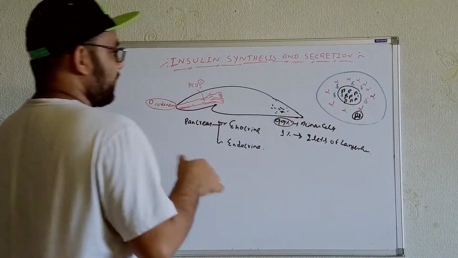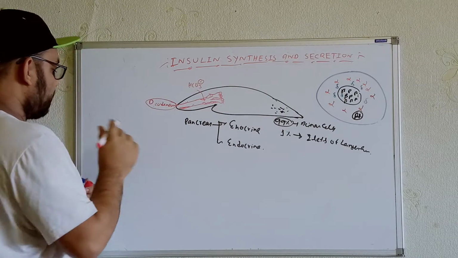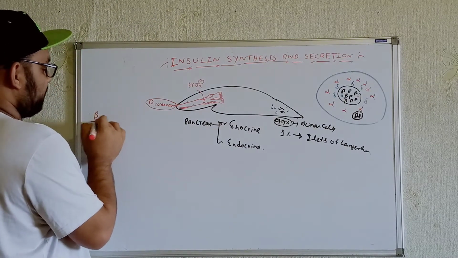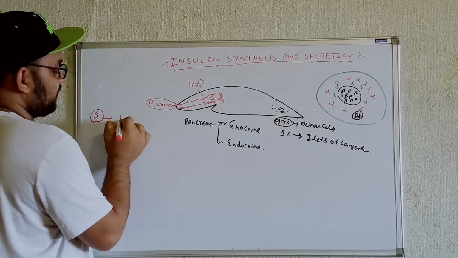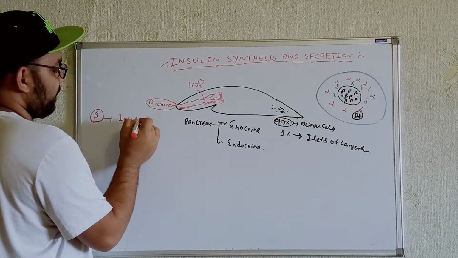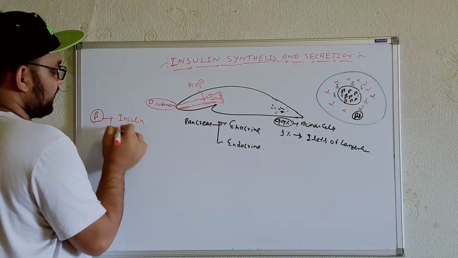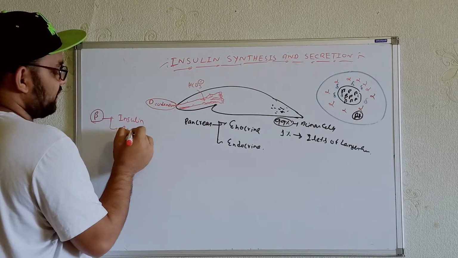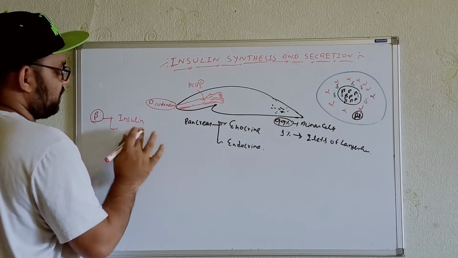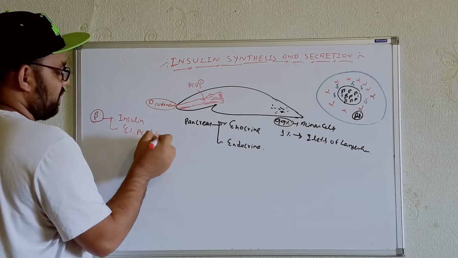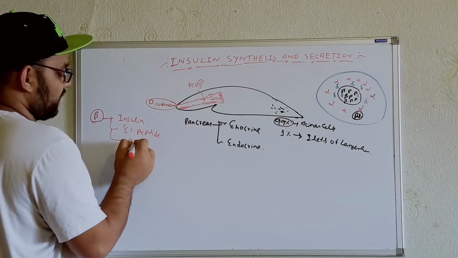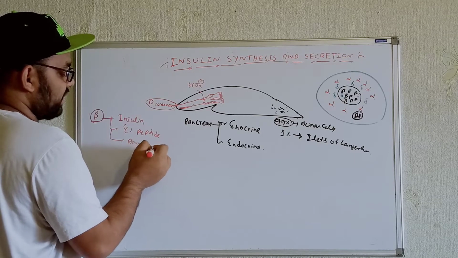Now, let's talk about the beta cell first. What do we know about the beta cells? The pancreatic beta cells secrete what? Insulin. Along with the insulin, they also secrete C-peptide. Let's write it over here: C peptide. Along with that, they also secrete amylin. Now, what is amylin?